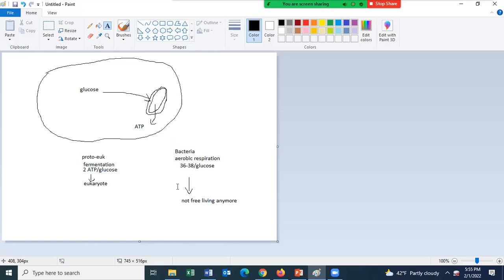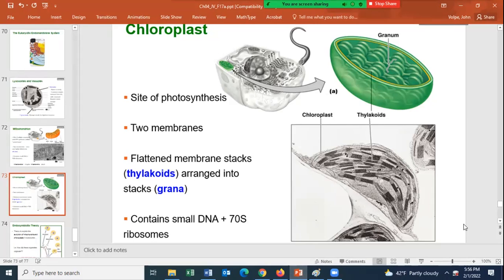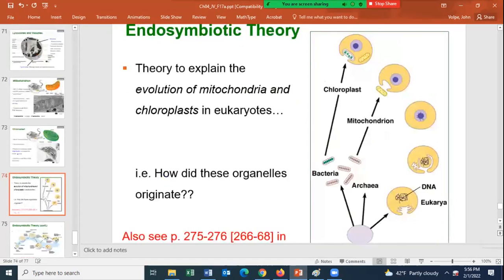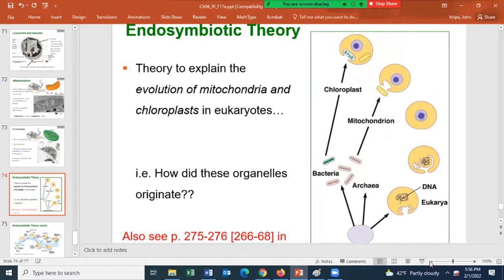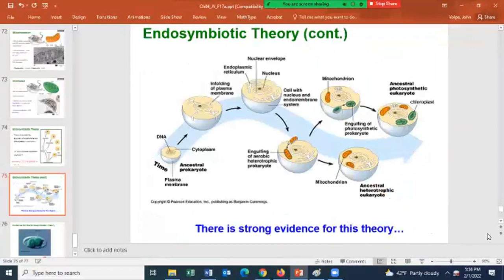Any question about any of that? That is the theory for how organelles like the mitochondria became a part of a eukaryotic cell. And this is known as the endosymbiotic theory. Is there any evidence for this theory? Well, yes, there is.